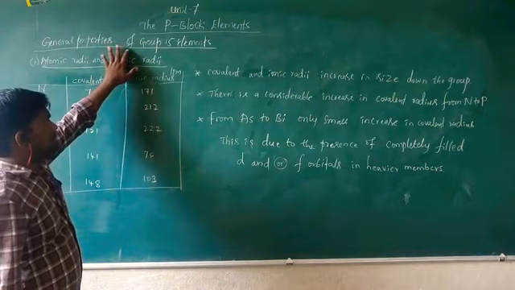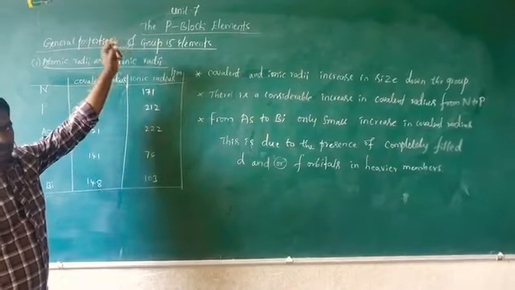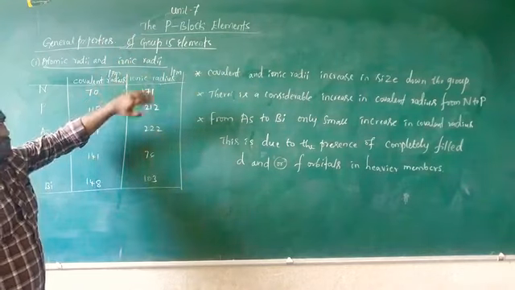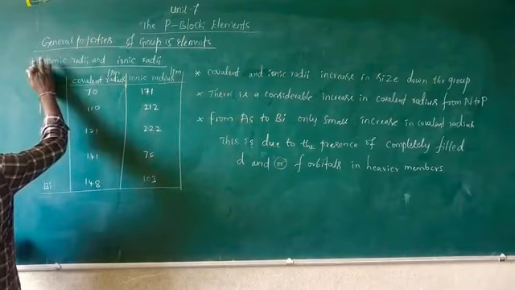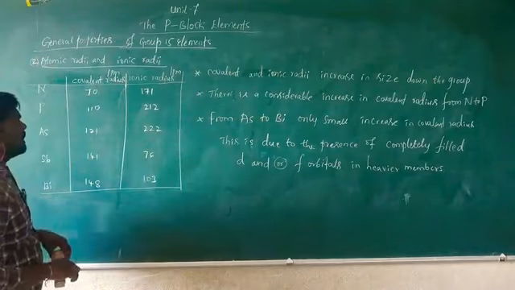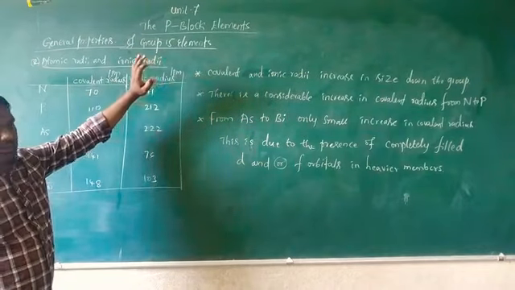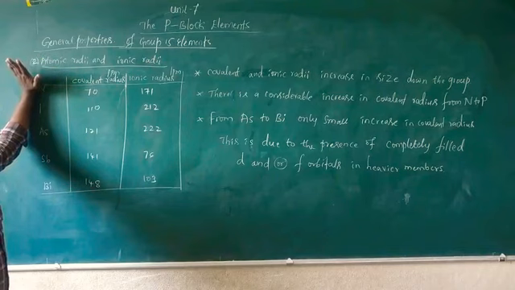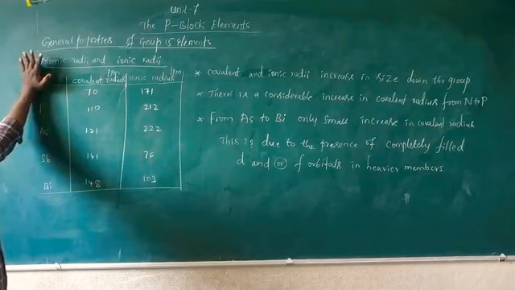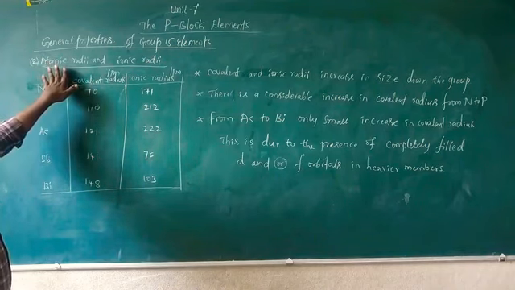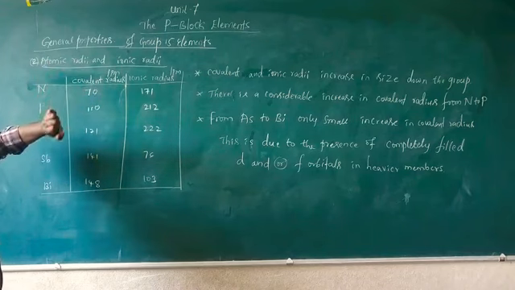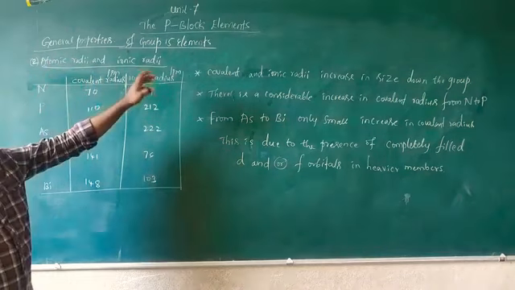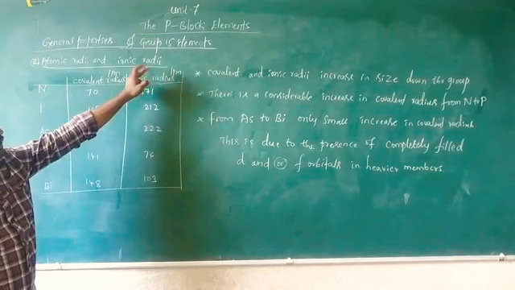General properties of group 15 elements. The first general property is electronic configuration, and the second general property is atomic radii and ionic radii. The general electronic configuration of group 15 elements is already covered. The second general property is atomic and ionic radii. Radius is singular, radii is plural.